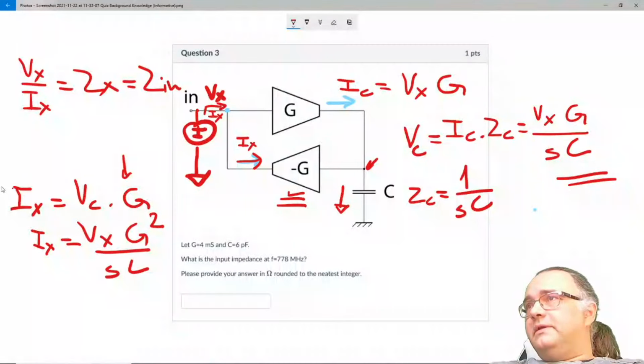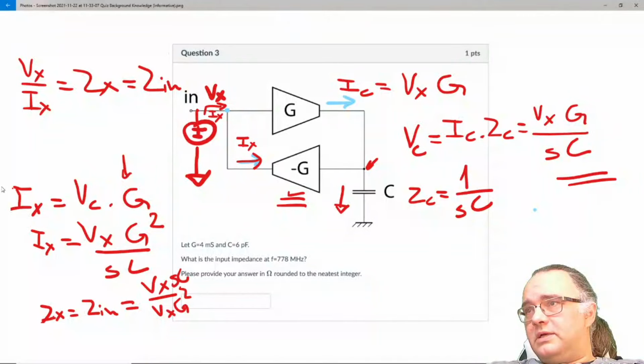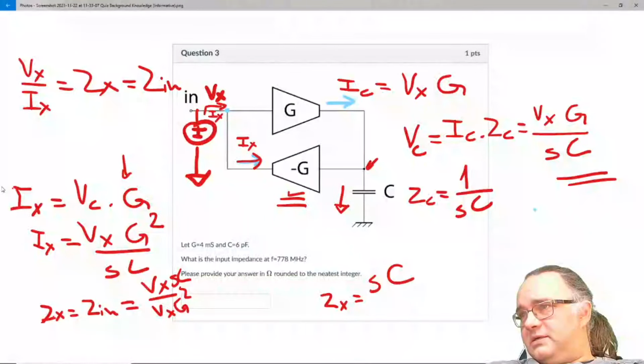And now we have everything needed to calculate Zx and give the answer for the input impedance. This will be Vx divided by this thing here, which is Vx G squared, and here in the denominator SC. So Zx is equal to SC divided by G squared.